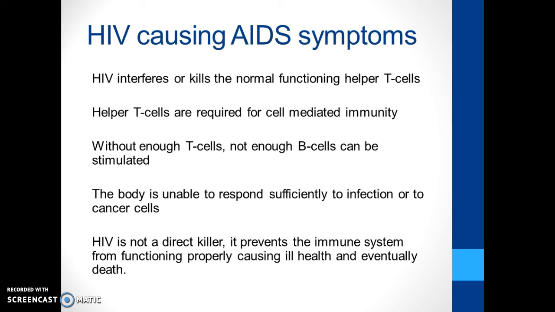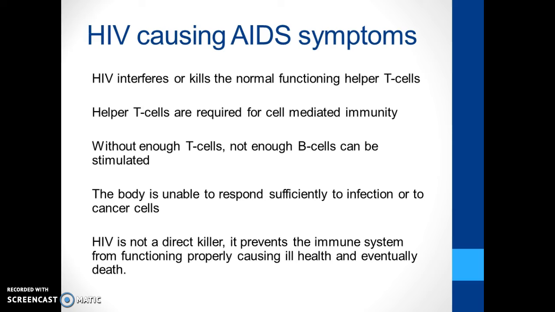So HIV, as I said earlier, someone can be HIV positive. That doesn't mean they're going to get AIDS, but left untreated, HIV will cause AIDS symptoms. The way it does that is it interferes with or kills the normal functioning helper T cells. And what we should be thinking here is going back to those lymphocyte lessons. Helper T cells are required for that cell-mediated immunity, that cell-mediated response.